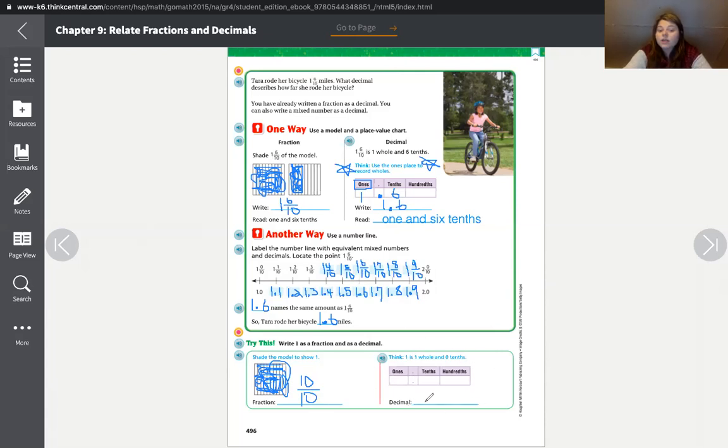So now we got to figure out, how are we going to write 10 over 10? We know 10 over 10, we can actually even call this 1 over 1 because it still equals. Anything over itself equals 1 whole. So now we have to think. We have 1 whole. This all equals 1. We don't actually have any tenths. We know we have 1 whole, but there's no tenths. So we write 1 whole as 1.0.